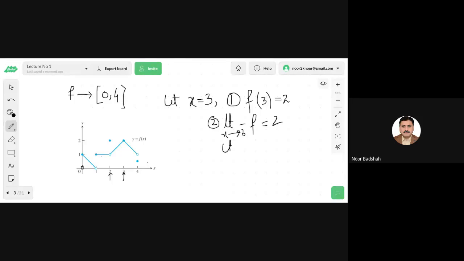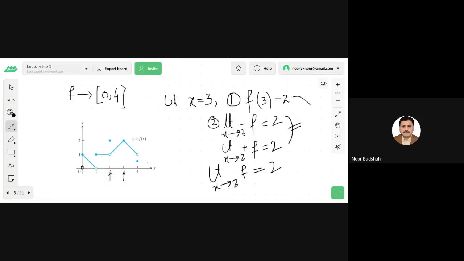Right hand limit at that point: now we approach 3 from the right side, from this direction. You see the graph is going towards the same point, which is 2 here. So the right hand limit is also 2. So the left hand limit and right hand limit are both the same. Therefore the limit exists, and this limit is, as x goes to 3, f of x, equal to 2.